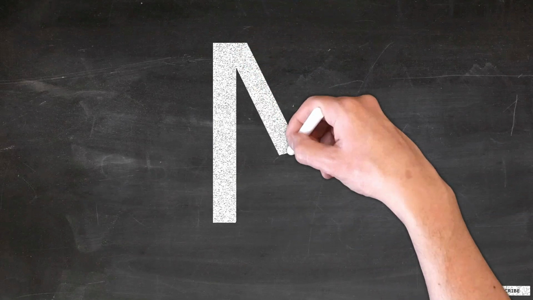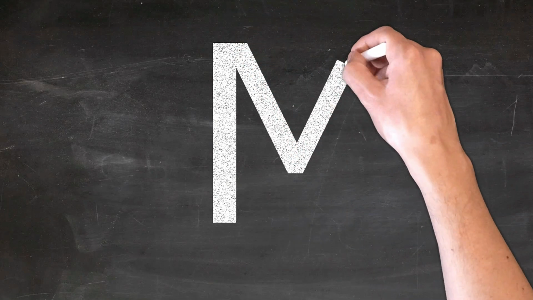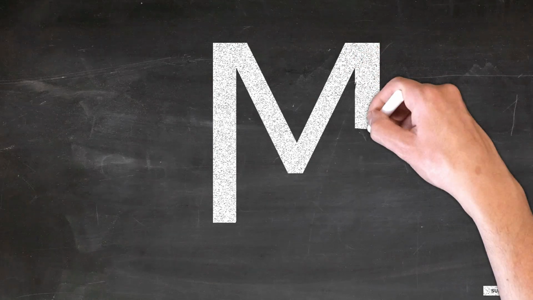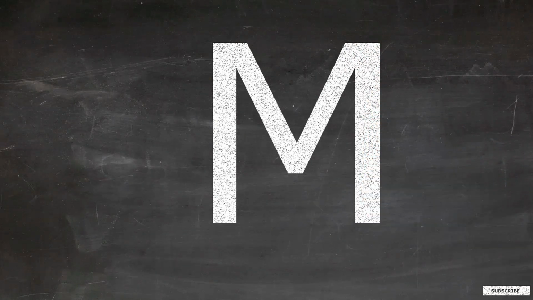Start from the top, draw a standing line down, go back to the top, draw a slanting line down to the right, draw another slanting line up to the top, draw a standing line to the bottom. This is capital M.